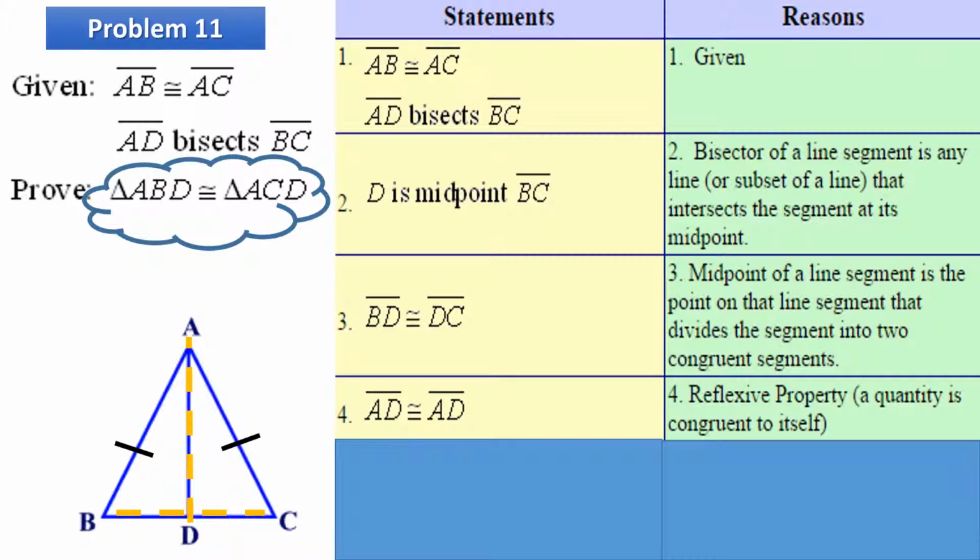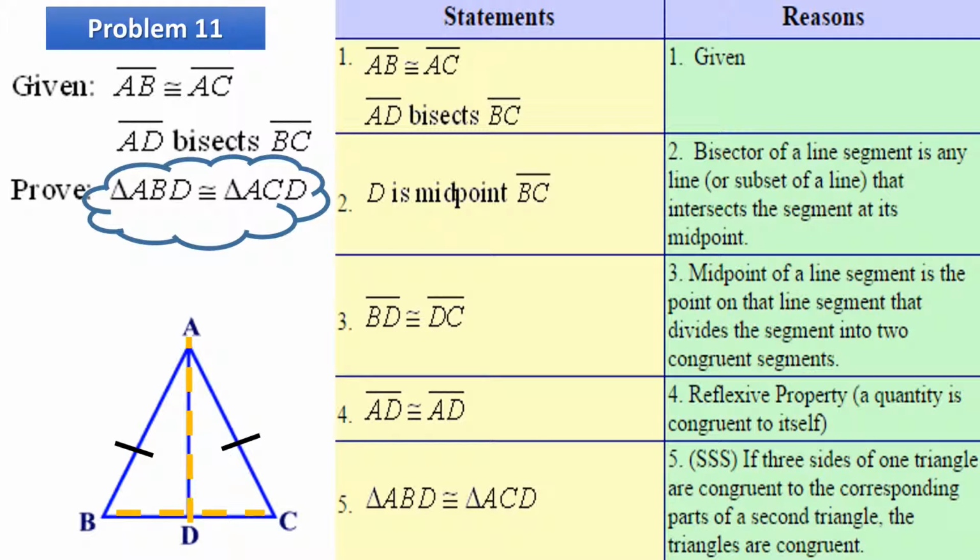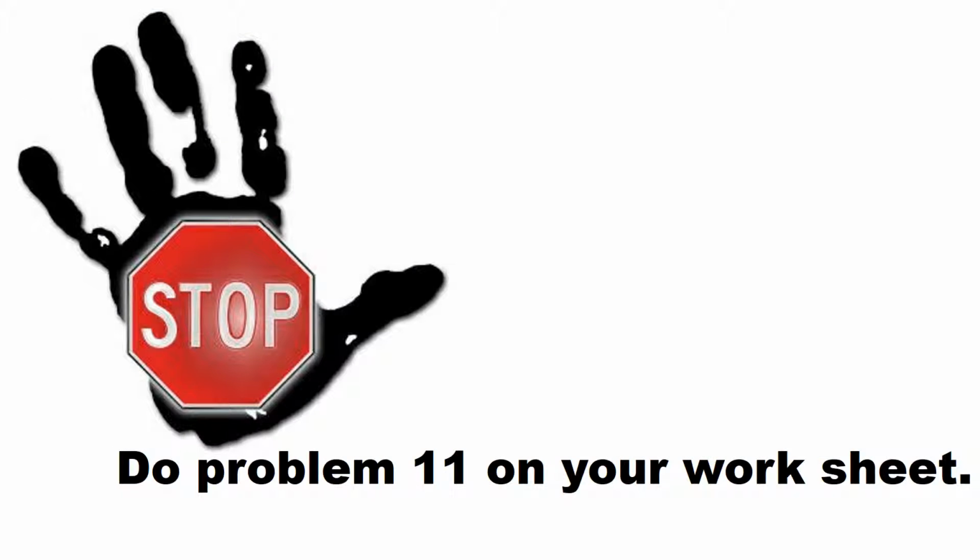Now, let's go back and see what we've got. We can now say that triangle ABD is congruent to triangle ACD. Why? I think we got SSS, don't we? Alright? Stop! Do problem 11 on your worksheet.